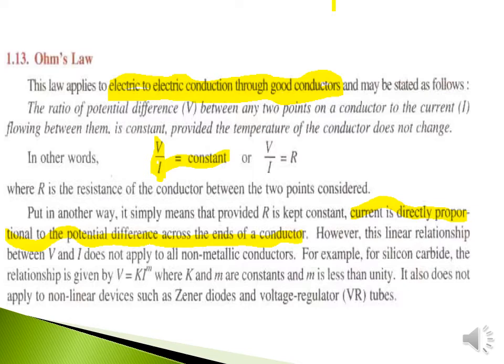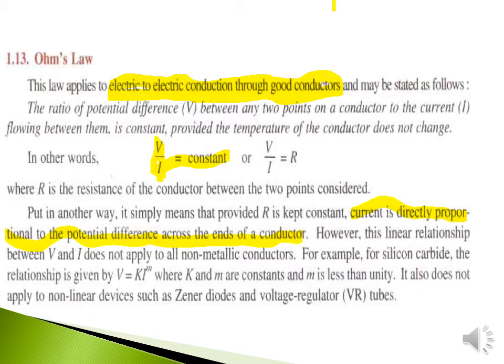The statement says Ohm's law applies to electric conduction through a good conductor and may be stated as follows. The ratio of potential difference, nothing but voltage, between any 2 points on a conductor to the current flowing through them is constant, provided that the temperature of the conductor does not change. In other words, mathematically, V by I is equal to a constant, or V by I is equal to R, where R is the resistance of the conductor between the 2 points considered.